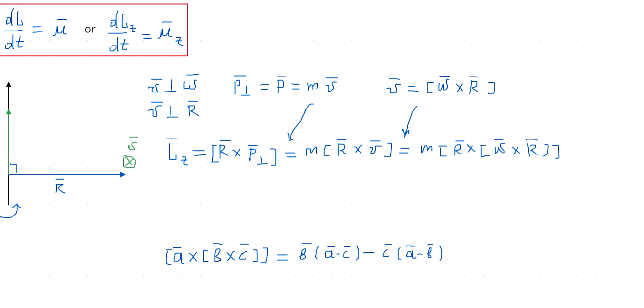So let's use this formula here. We will have mass m multiplied by angular velocity omega multiplied by the dot product of R and R, and minus R multiplied by the dot product of R and omega.